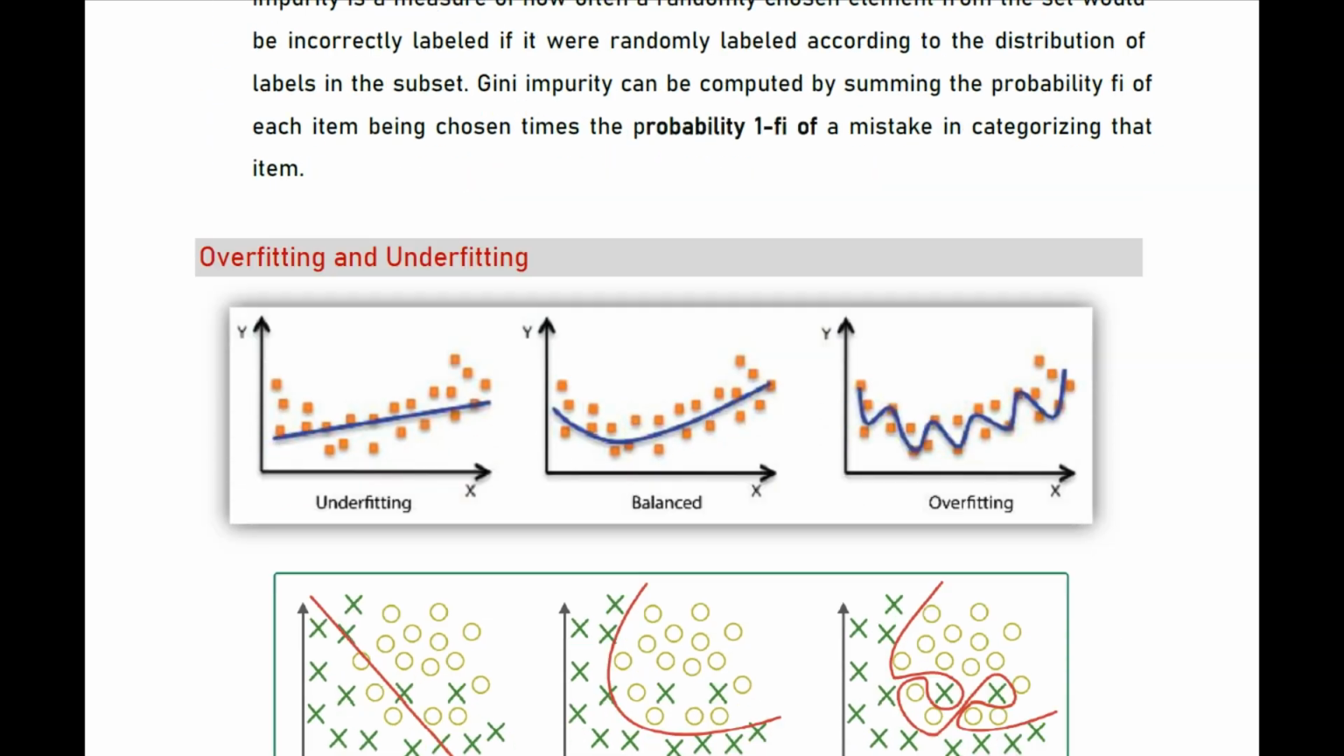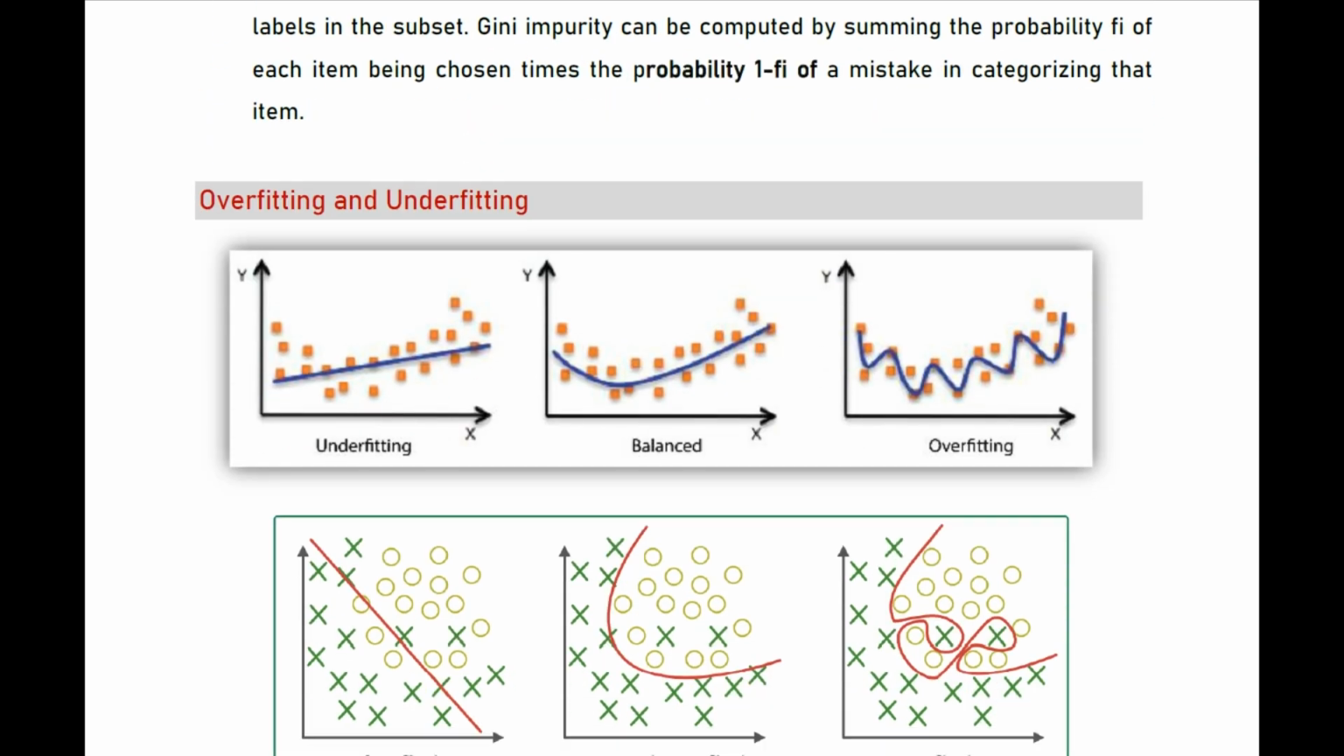Here we have overfitting, underfitting, and balancing. Underfitting means most of the values cannot be placed on the exact line. A balanced line is one where the upper and bottom values are both nearest to it. Overfitting lines go one point up, one point down, and we cannot plot the exact value.